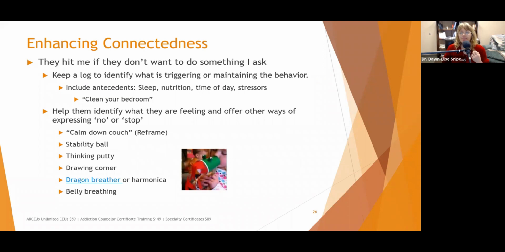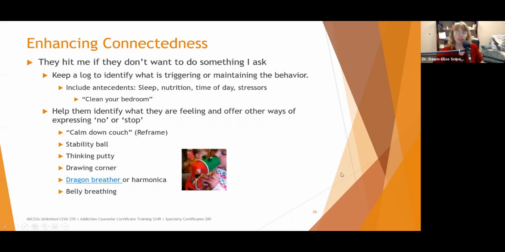Help them identify what they're feeling and offer other ways of expressing no or stop, such as the calm down couch. Instead of a timeout place, it's a calm down couch. Or sitting on a stability ball. If they're anxious or upset, they can bounce on that stability ball. They can get silly putty and use it for thinking putty, and they can manipulate it. They can go into the drawing corner and draw out what they're feeling.